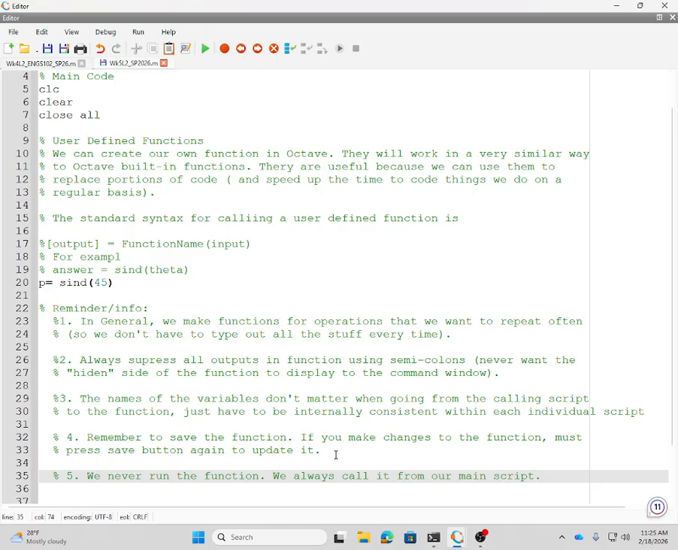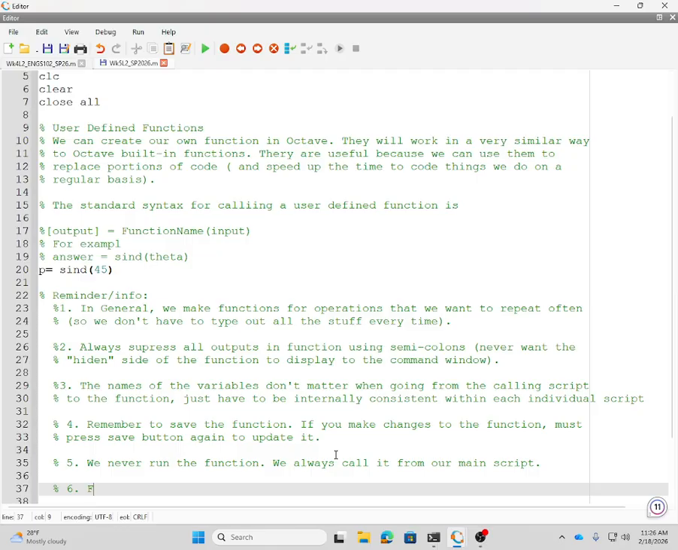So every year, every time I saw students do the same mistake. When week 5 comes, they try to run the user defined function. You don't run the user defined function, you just call it. You just call it in the main script, okay? You are planning to run the user defined function? No. So you're gonna call it only in the main script, okay? That's what's important.